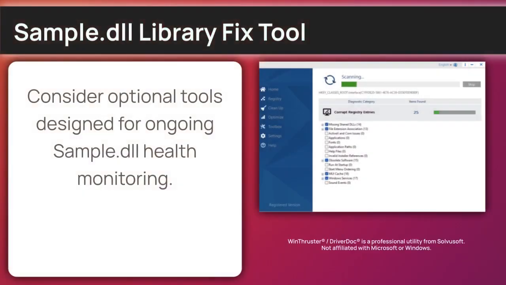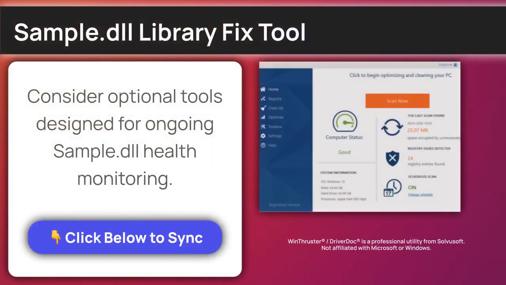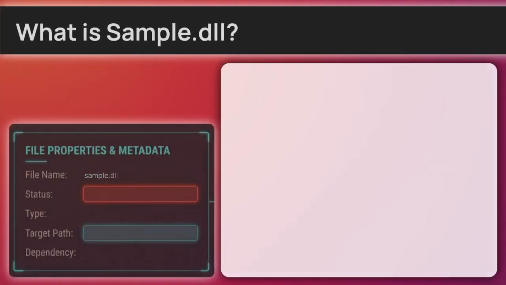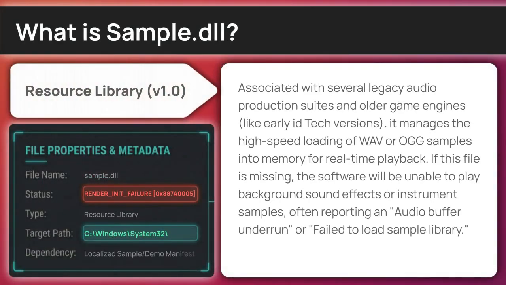To begin the walkthrough for Sample Library, you can choose the manual path or use a resource designed for environment stability. This is the Sample Library, associated with several legacy audio production suites and older game engines, like early id Tech versions. It manages the high-speed loading of WAV or OGG samples into memory for real-time playback.